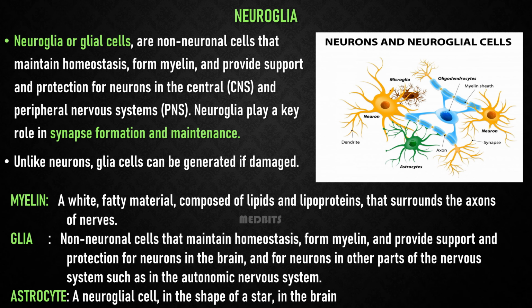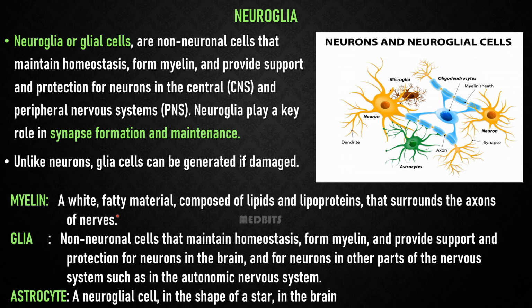Neuroglia. So, what's neuroglia or glial cells? They are non-neuronal cells that maintain homeostasis and form myelin, and provide support and protection for neurons in the central nervous system and peripheral nervous system. Neuroglia plays a key role in synapse formation and maintenance. Unlike neurons, glial cells can be generated if damaged.